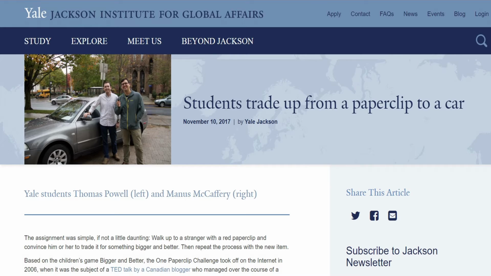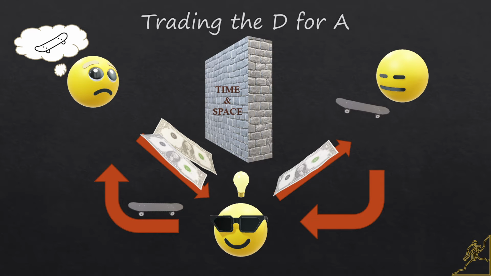You do it one time and just be successful, but when it's something really big, it usually is going to take more steps than just a single trade with some insane person who would give you a car for a paperclip. What you effectively do is trade the delta for an alpha. The delta is a gap between something, and an alpha is the gain made.